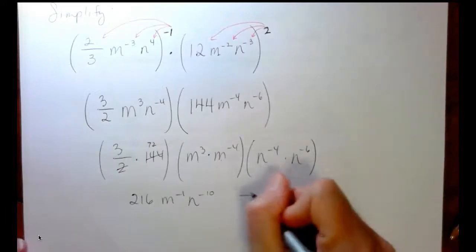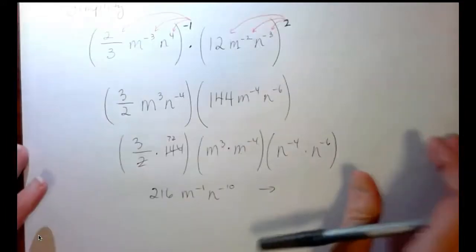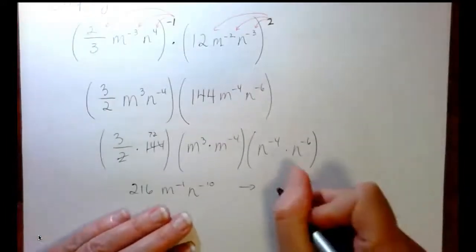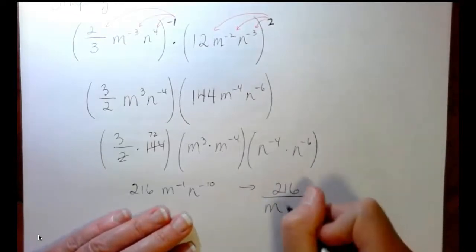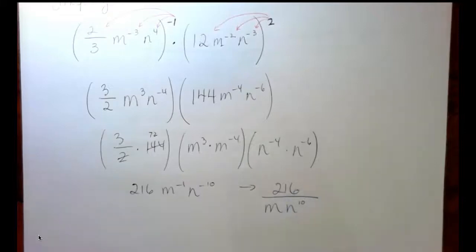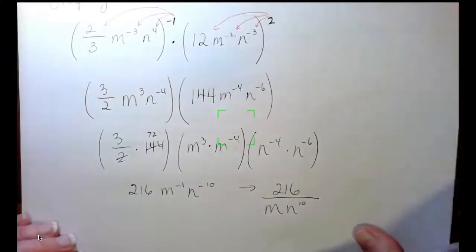Let's finish off this problem by getting rid of these negative exponents. So 216 over m to the 1st, n to the 10th. Only reciprocate what has a negative exponent. That's why the 216 stays right on the top.